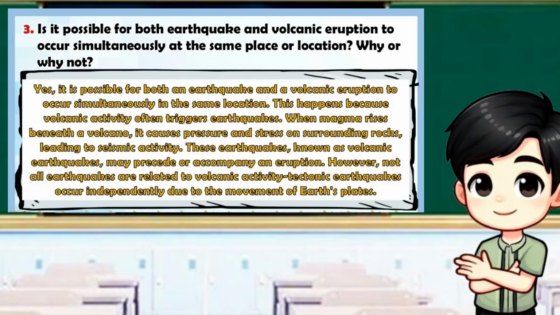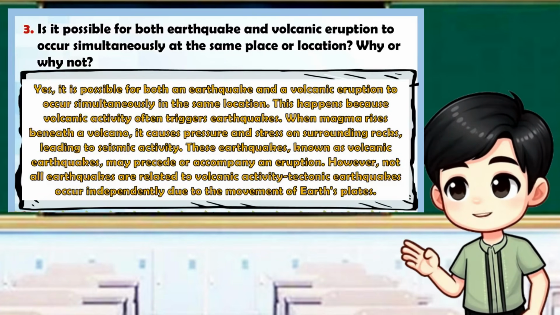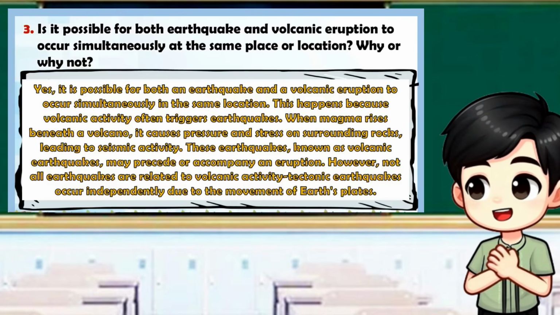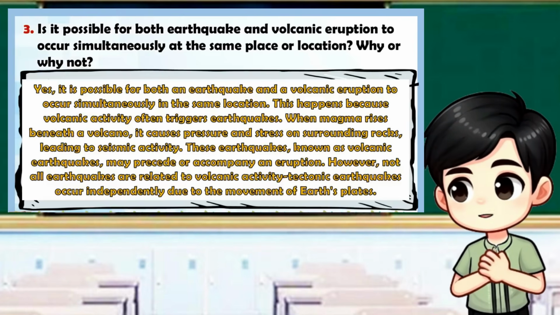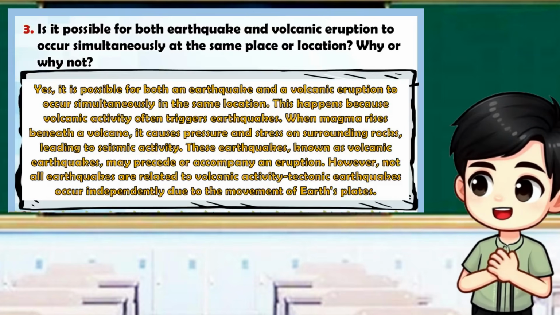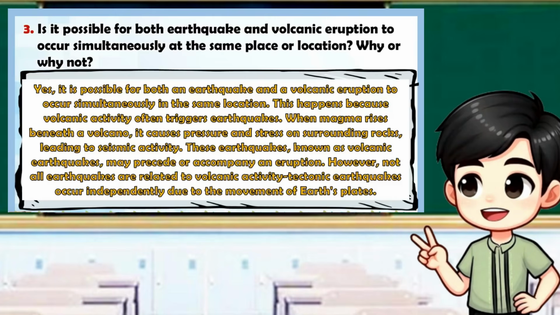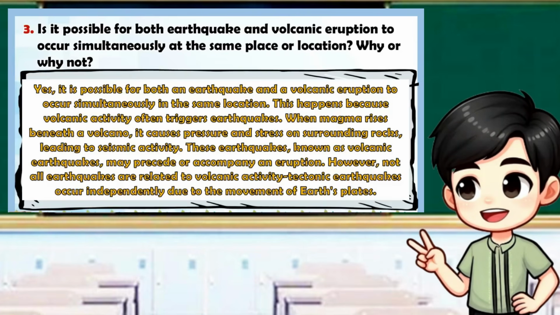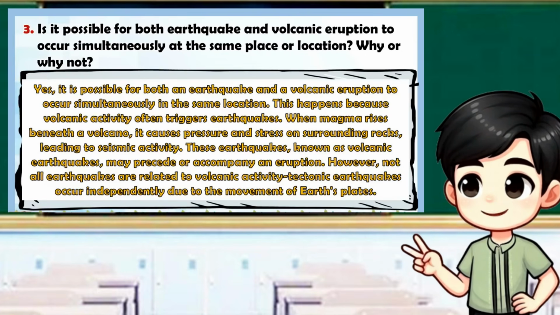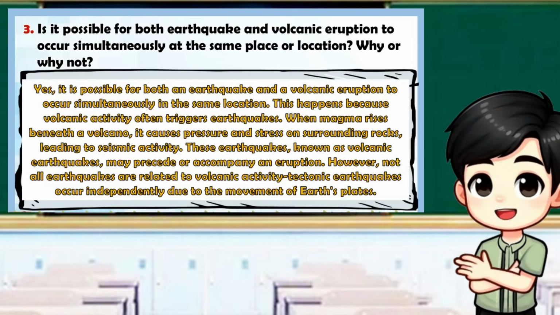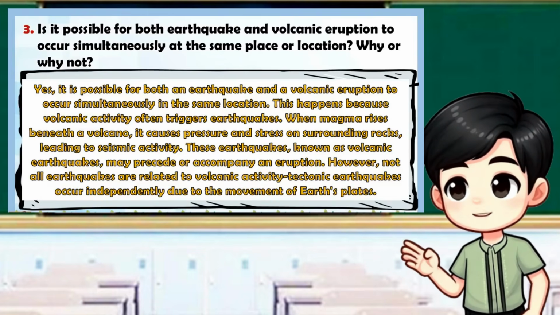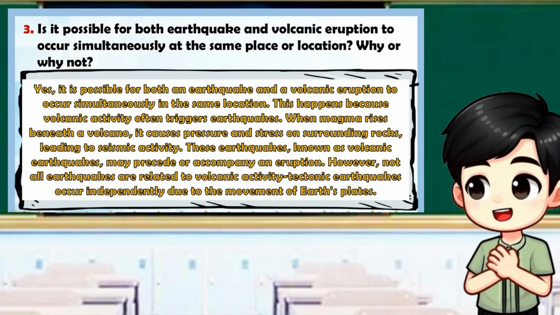Yes, it is possible for both an earthquake and a volcanic eruption to occur simultaneously in the same location. This happens because volcanic activity often triggers earthquakes. When magma rises beneath a volcano, it causes pressure and stress on surrounding rocks, leading to seismic activity. These earthquakes, known as volcanic earthquakes, may precede or accompany an eruption.